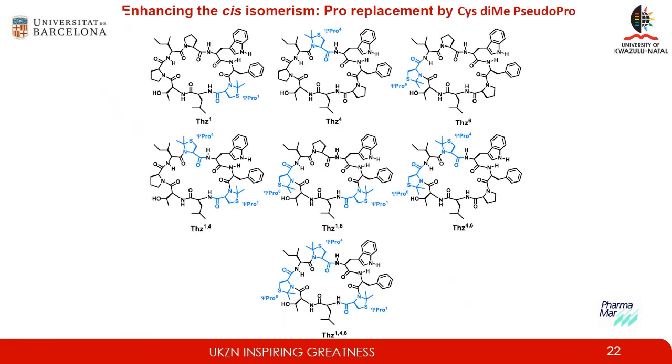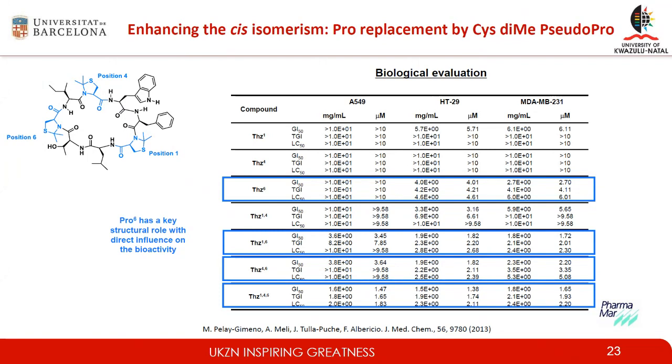We decided then to substitute the different prolines by this dimethyl pseudoproline. We prepared 7 analogs. We substituted one by one: 3 with mono substitution, 3 with 2 substitutions, and 1 with the 3 substitutions. The synthesis was a little bit more difficult, but we were able to get some activity. It means the introduction of these restricted amino acids, these dimethyl thioprolines, was making this peptide more rigid and was giving activity to our final product.